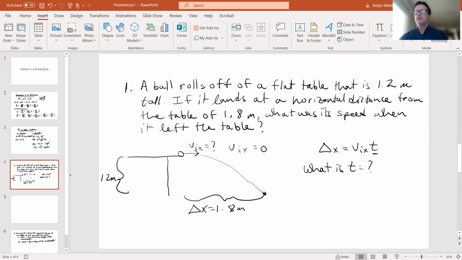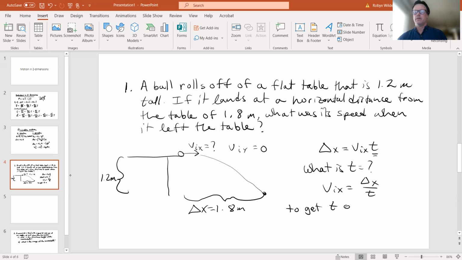Right? Because if I knew the time, I could solve for VIX. Just take delta x over t. And I know, again, delta x. So how do I get the time? Well, to get the time, I can look at the y direction.